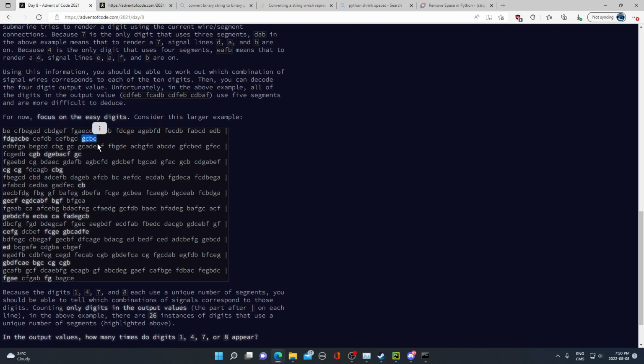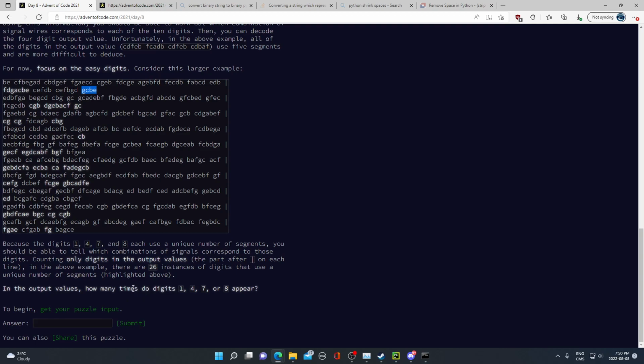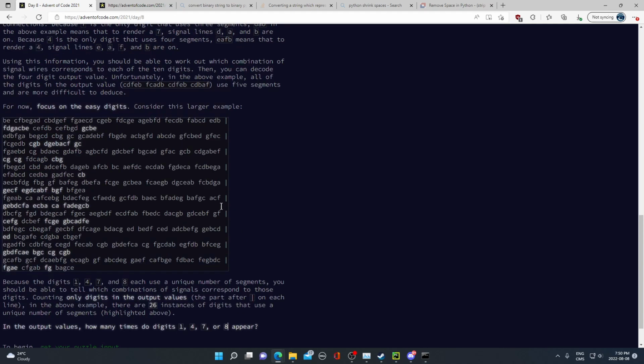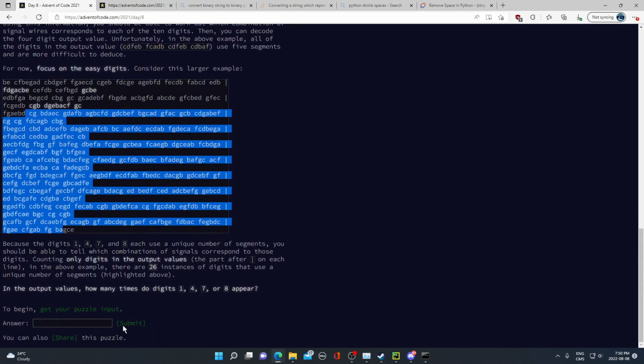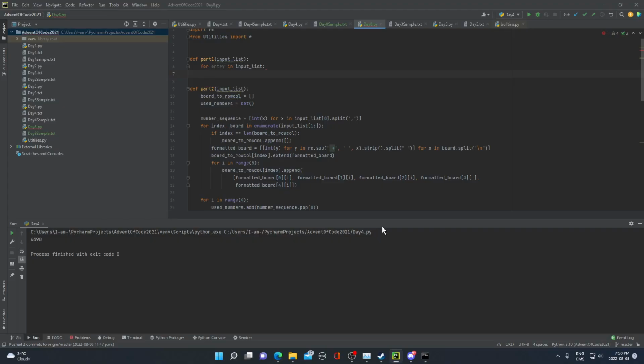And if they match, then I add 1 to the count, because we don't care about anything else but the number of times all these 4 digits appear. Do it for the entire input, and we get our answer. So let's do this.